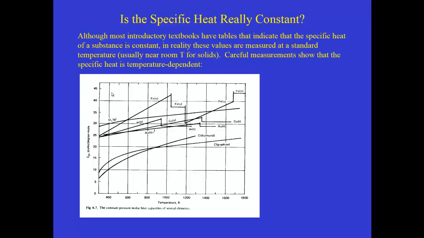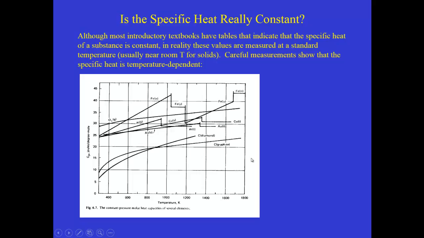You can see on this chart, for example, that the diamond and graphite forms of carbon have very significant temperature dependences as the temperature goes from around 300 Kelvin, which is close to room temperature, up to 1000 or 1200 Kelvin. And the same thing is true for different kinds of metals. Iron and copper and aluminum, as well as gold, are given here on this chart.